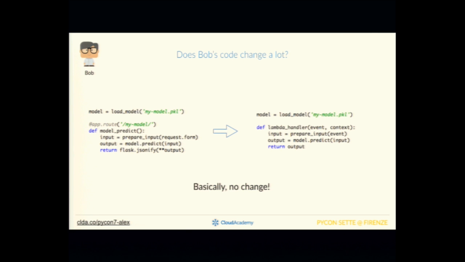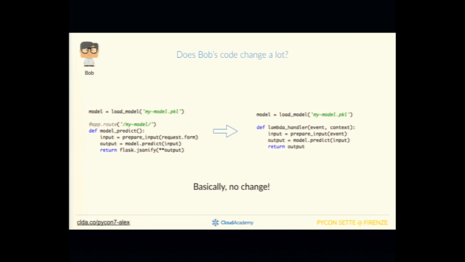Well, it doesn't change much. If you look at it, your Lambda handler is just a function that gets an event and a context. That's the signature of your Lambda function. And provided that your input pipeline processing is the same and your output is the same, because it's automatically encoded as JSON with API Gateway, basically no change, right? It looks good and it scales automatically.